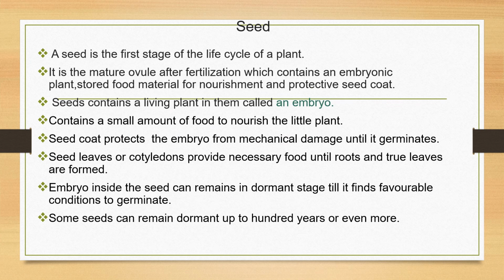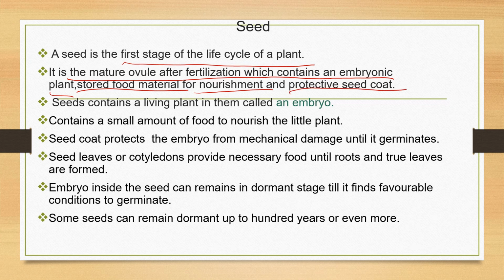First, we should know what a seed is. A seed, as we all know, is the first stage of the life cycle of a plant, which contains an embryonic plant within, stored food material for nourishment, and a protective seed coat. We can also say that it is a mature ovule after fertilization, containing an embryonic plant, stored food material for nourishment, and a protective seed coat.